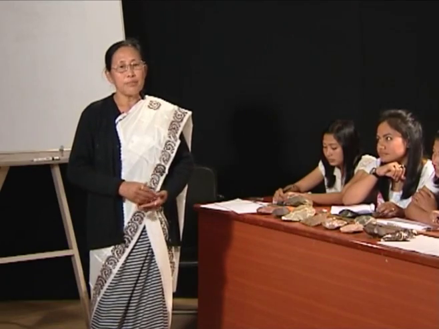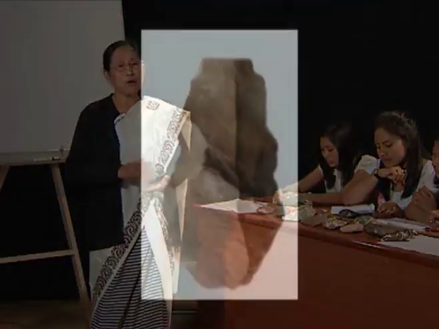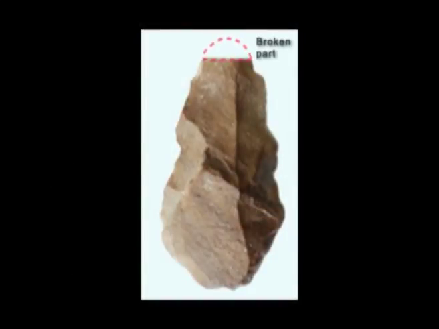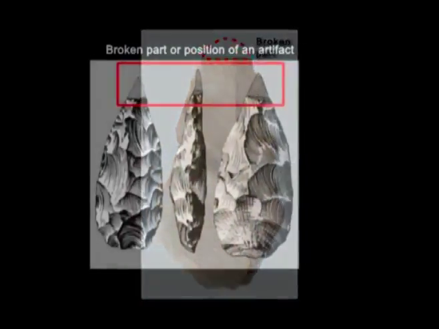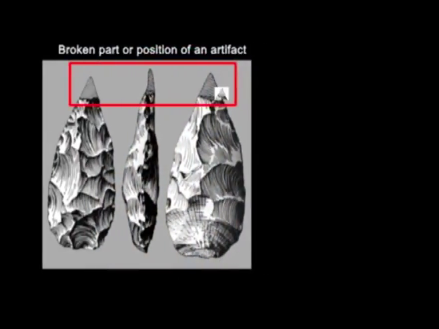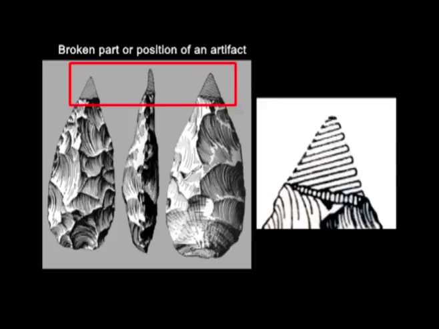Number E. The broken part or position of an artifact is also represented by line drawings. But in this case, every two adjacent lines are again joined or connected by another two small but very short lines. Each short line is drawn on both the terminal and basal extremities.